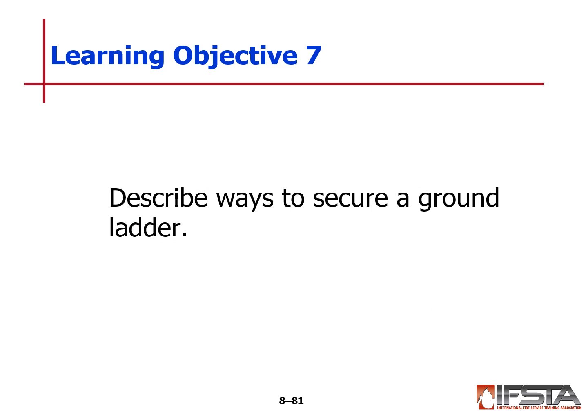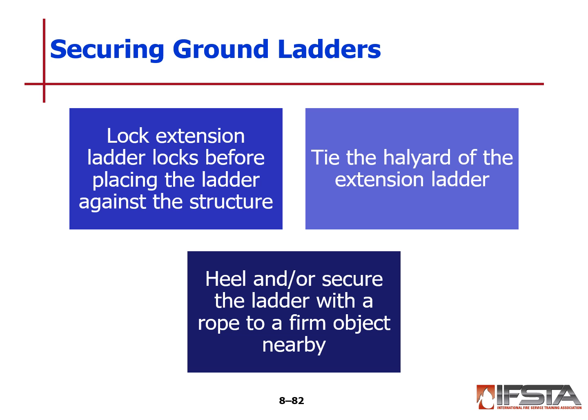Next, we're going to describe the ways to secure our ground ladders. Lock extension ladder locks before placing the ladder against the structure, so we make sure that everything is locked out, and we tie the halyard off to the extension ladder, preferably with a clove hitch around the rung or around an object, and then we want to heel and/or secure our ladder with the rope to a firm object that's nearby.